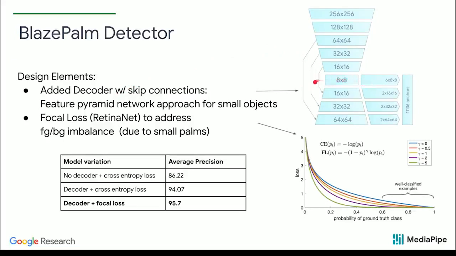So instead of just predicting anchors at the smallest resolution with the highest semantic information, we also upsample again and then predict at each of those resolutions. That helps us to localize smaller hands. And then hands tend to be fairly sparse with respect to the background, and so we use a focal loss from RetinaNet to address this foreground-background imbalance. And if you combine both these approaches, you see in our ablation study, you get a sizable improvement or boost in average precision.